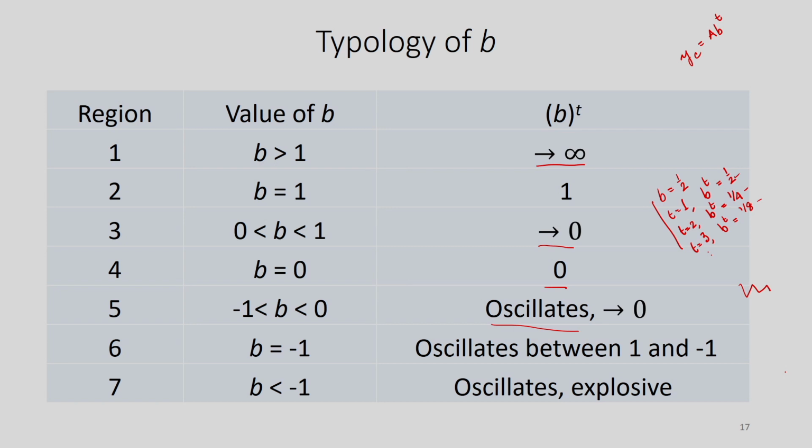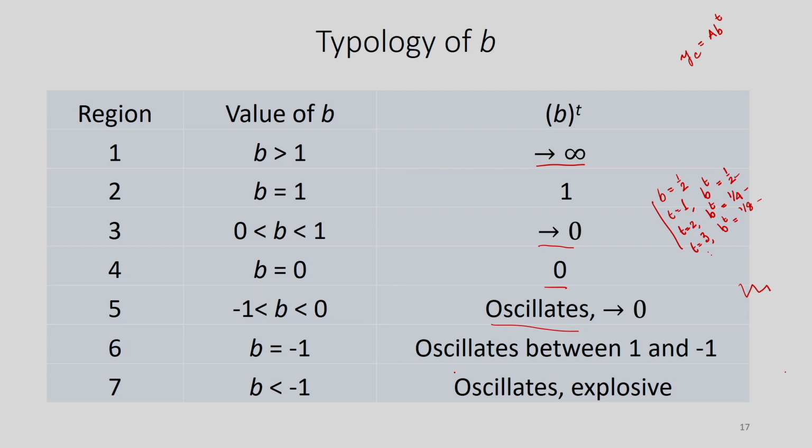What happens if b is just equal to -1? In that case also it oscillates between 1 and -1, right. So, put t is equal to 1, b to the power t is equal to -1, put t is equal to 2, b to the power t is equal to 1, t is equal to 3, b to the power t is equal to -1, t is equal to 4, b to the power t is equal to +1. So, it oscillates between +1 and -1. This was the sixth case, and the last case, that is the seventh case, is suppose b is less than -1.